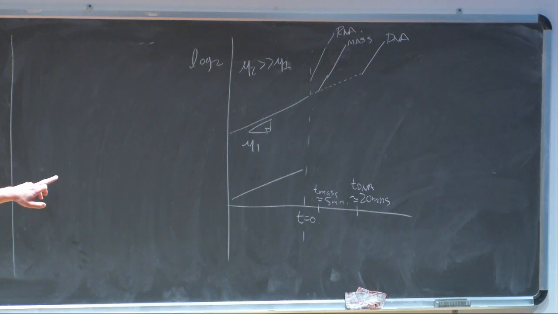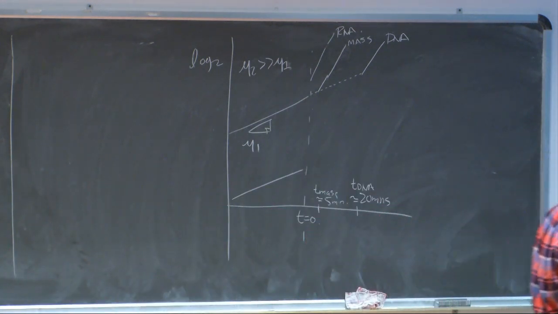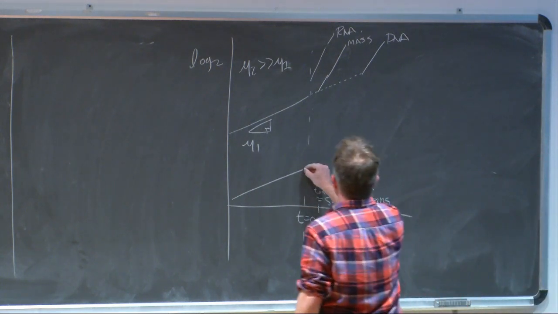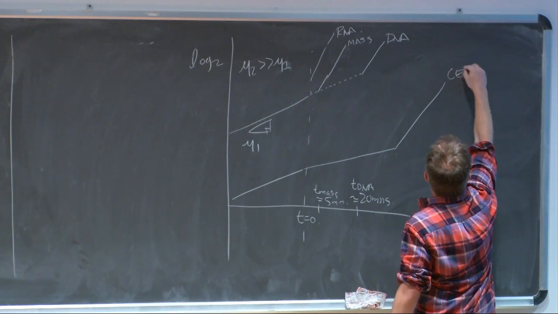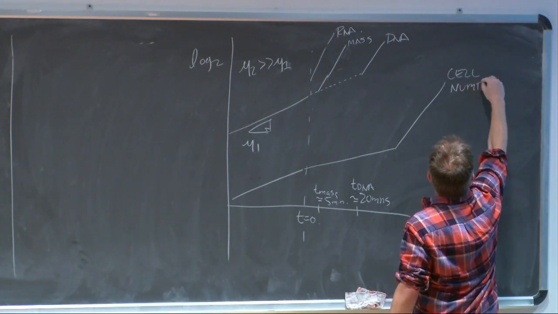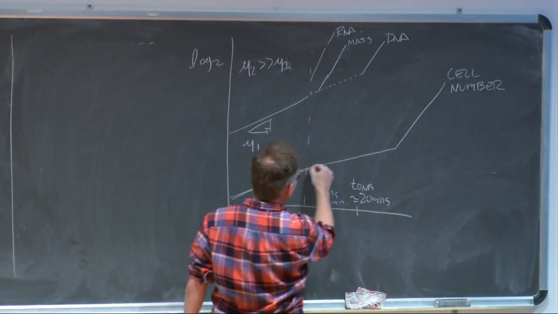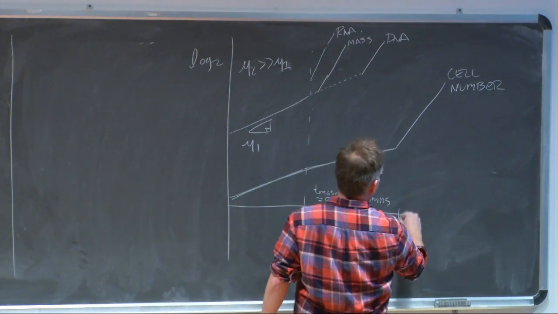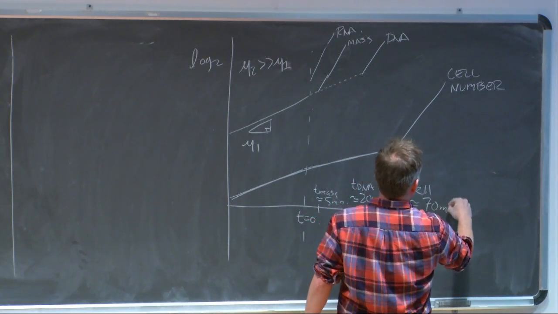So that's the top three lines that they've got written here. They write optical density because they're using that as a proxy for mass, but mass is easier to imagine. And then a long time after, 70 minutes later, the cell numbers start increasing. So this is meant to be one continuous line. So this now is T cell, about 70 minutes.